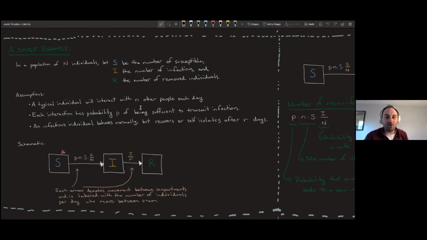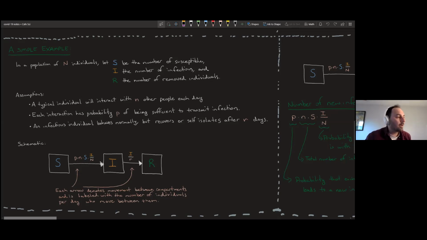You can draw arrows all over the place, but notice also that I've labeled the arrows with rates. So the rate of movement from S to I is P times N, that's the probability of infection per interaction times the number of interactions, times S, so that's the number of susceptible people. That's the total number of interactions that might lead to infections. And times I over N, which is the proportion of the population who's infectious. In other words, it's the probability of meeting an infectious person. We also have movement from I to R, and that moves at rate 1 divided by R.